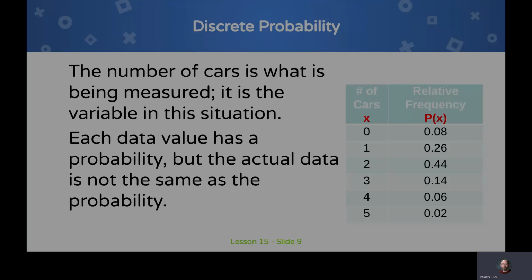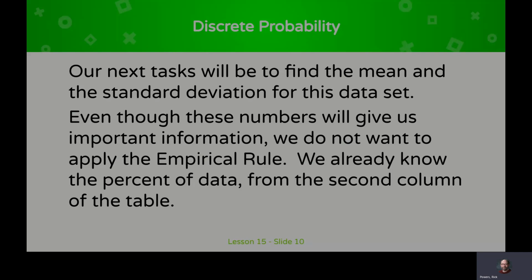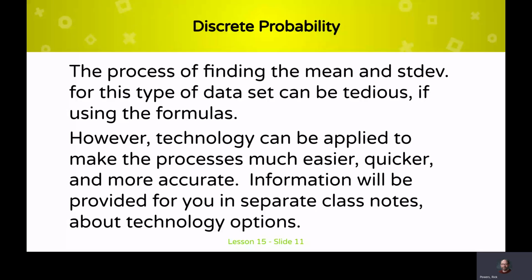Our next task will be to find the mean and the standard deviation for this data set. Even though these numbers will give us important information, we do not want to apply the empirical rule. We already know the percent of data from the second column of the table. The process of finding the mean and standard deviation for this type of data set can be tedious if using the formulas. However, technology can be applied to make the processes much easier, quicker, and more accurate. Information will be provided for you in separate class notes about technology options.